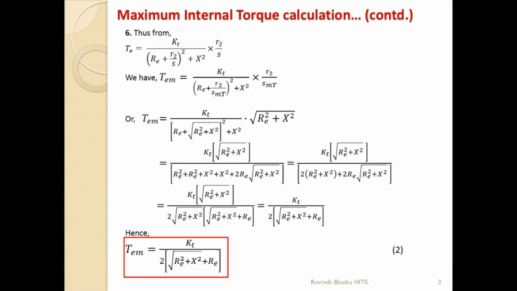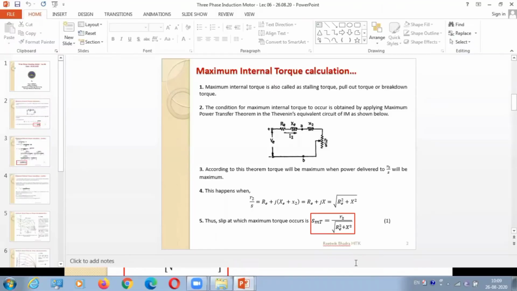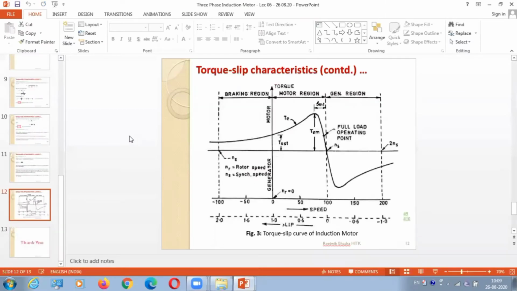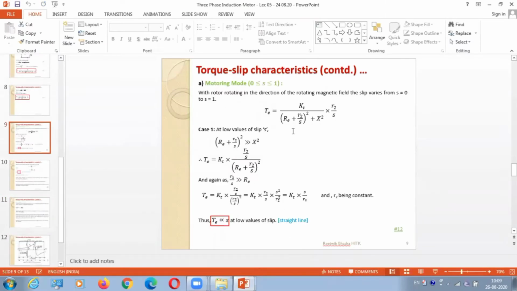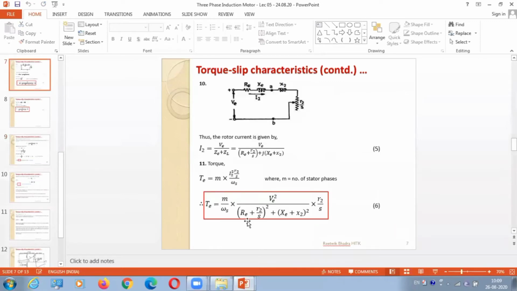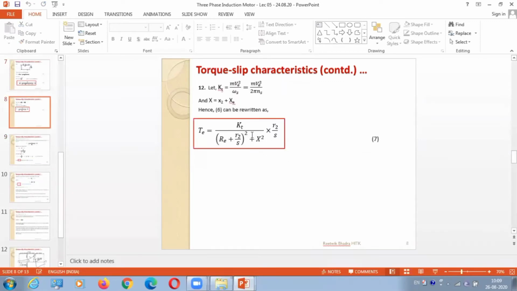Now, from our last day's calculations, if I take my slide over here, you found out a torque relation. This was a torque relation, and we had replaced some constants by Kt, and we got this equation: T is equal to Kt by Re square, Re by R2 by S whole square plus X square, into R2 by S.